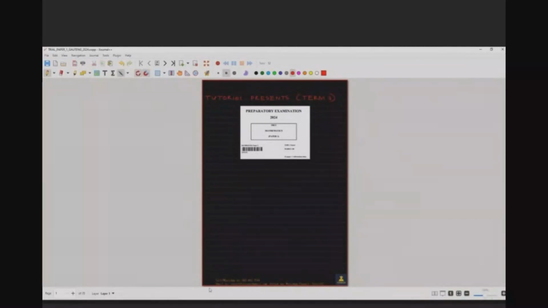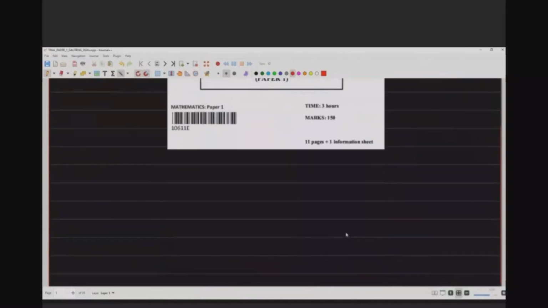Today we're going to be looking at Maths Paper 1. This is the 2024 exam paper written in Gauteng. The question paper was 3 hours in duration with a total marks of 150. It had 11 pages and 1 information sheet.